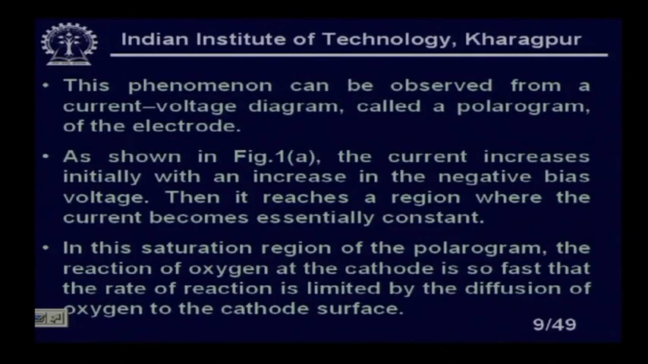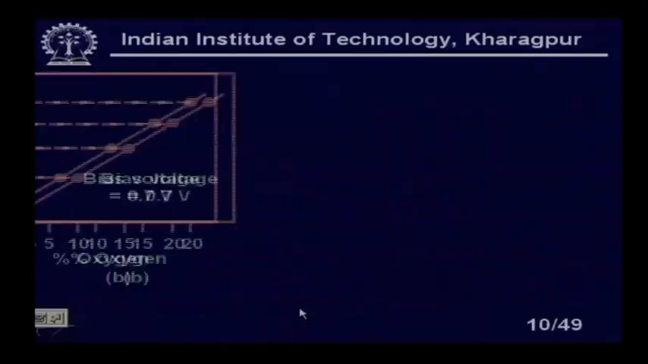You see, as shown in the figure, the current increases initially with an increase in the negative bias, is it not? As you increase the negative bias, the current increases, then it reaches a region where the current becomes essentially constant. In the saturation or plateau region of the polarogram, the reaction of oxygen at the cathode is so fast that the rate of reaction is limited by the diffusion of oxygen to the cathode surface. That is the reason I am getting a plateau region, or a saturation region.